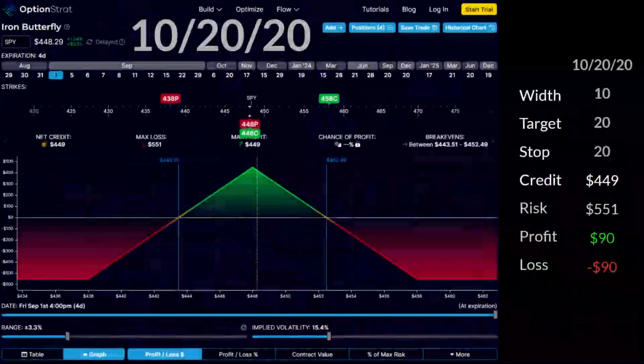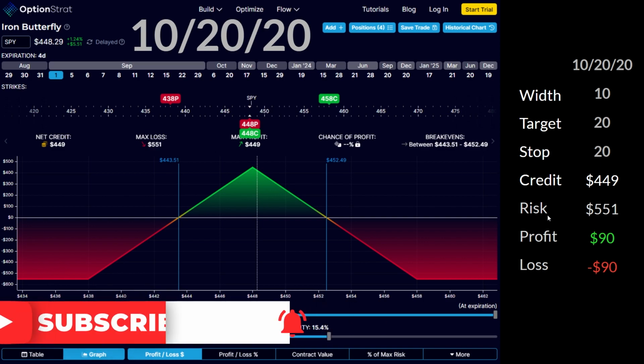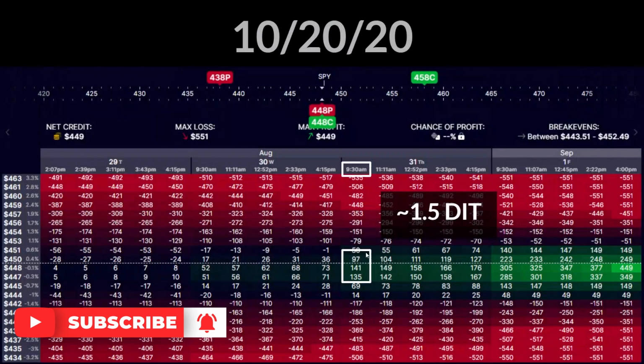Now let's look at the 10-20-20. So the trade is going to stay the same. It's 10 strikes wide. Profit target now is $90 because we're going for 20%. So going back to the table, when do we reach this $90? Well, you can see we reach it right about here, the opening of the second day.